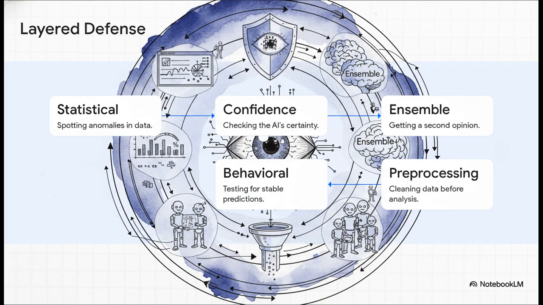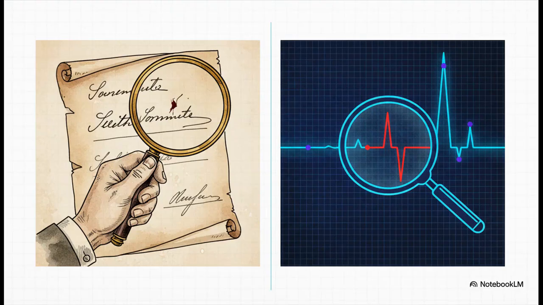You start with statistical analysis to find anything weird. You monitor the AI's confidence levels. You can use multiple AIs to vote on an answer. You can try to clean up the inputs beforehand, and you can run behavioral checks. Let's look a little closer at that first step. Think of statistical analysis like a forgery expert looking at a signature. That expert knows what a real signature looks like, down to the tiniest details, so they're looking for anything that's just a little bit off. These detectors do the same thing, but for data, they scan for statistical oddities that just scream, "This isn't normal."